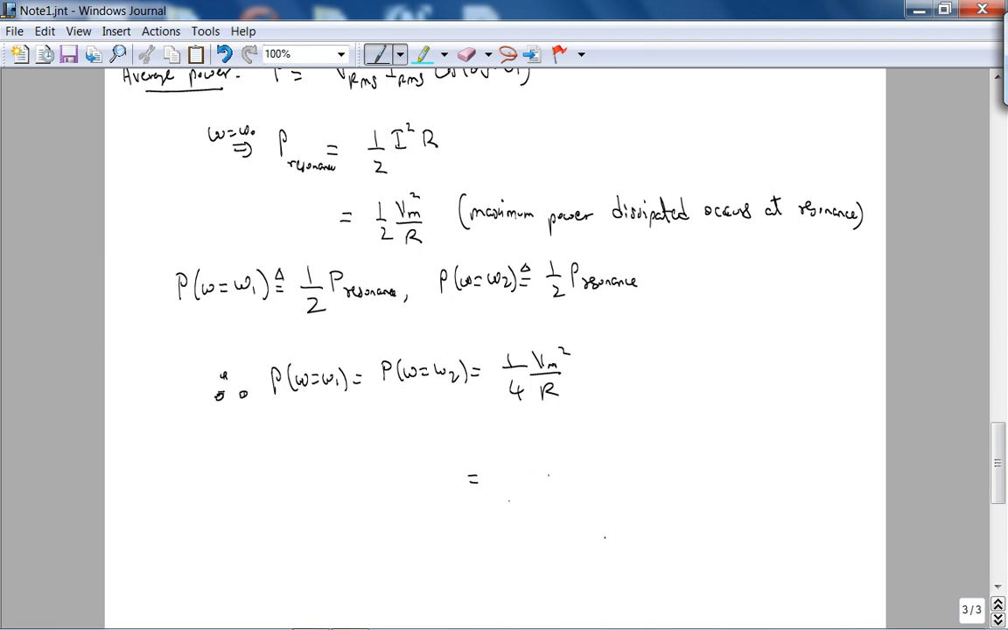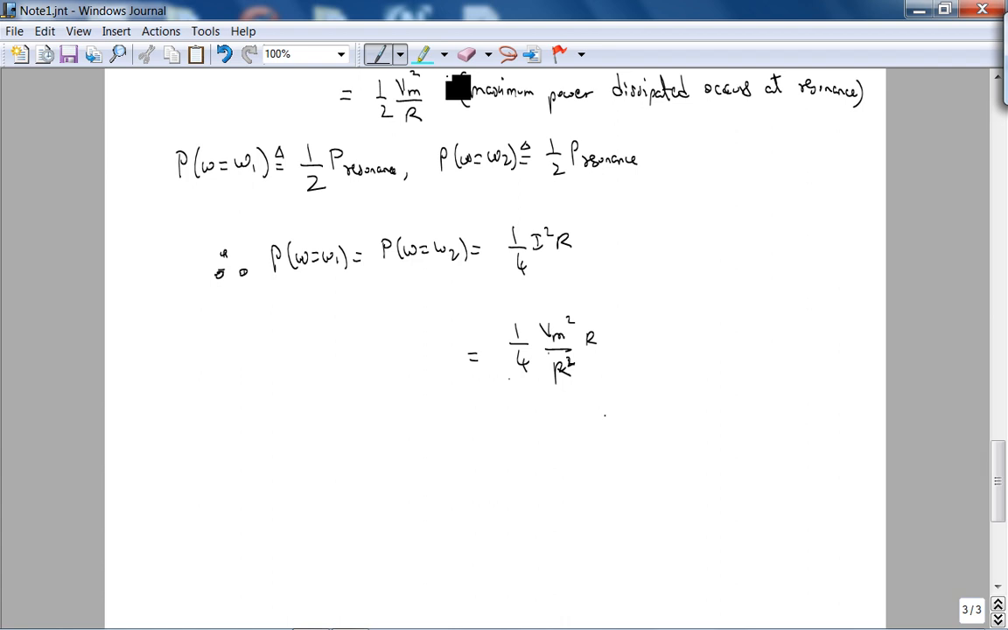So let's see. Actually, let's do this. 1/4 I squared R, but I squared is Vmax squared over R squared times Vmax over Z squared, which is 1/2. Let me go back to R squared. Now you'll see what I'm trying to do. Square root of 2 there. Square times R.